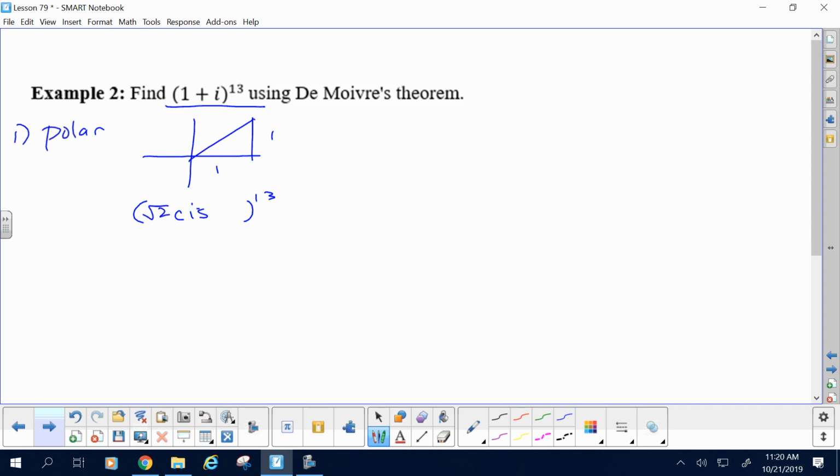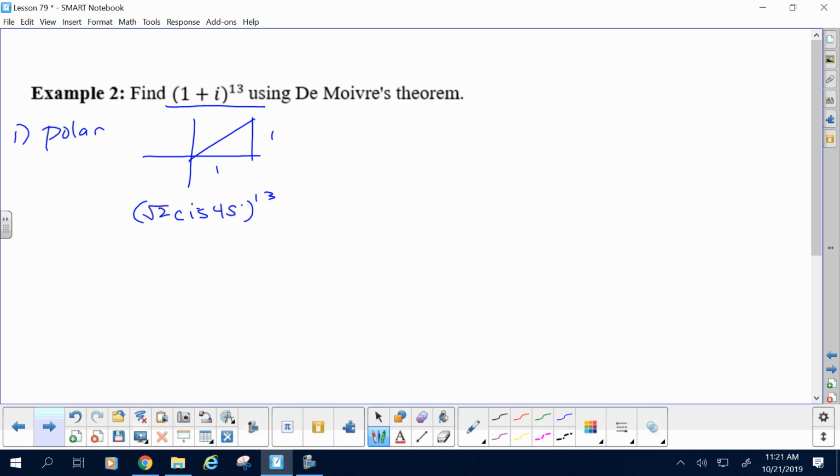Root 2, the angle? 45. We'll use degrees pretty much all day. All right. Now that that's done, we can use de Moivre's theorem. De Moivre's theorem says, if I had 13 of these, wouldn't the root 2, I would actually multiply all those root 2's together.